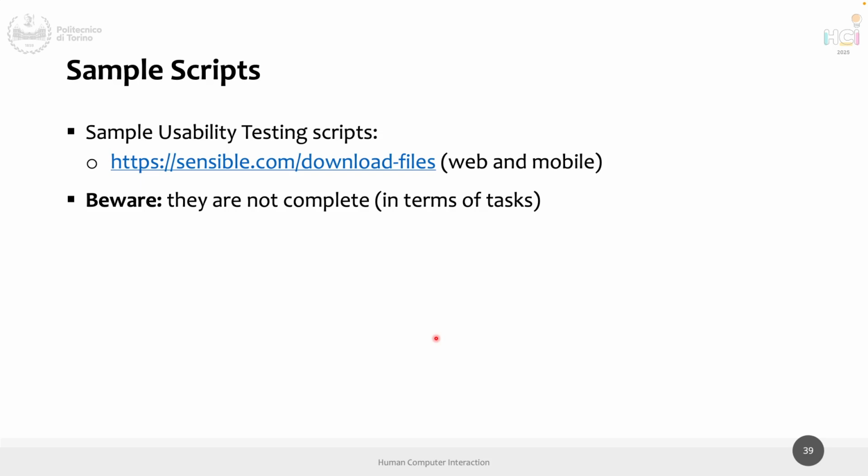And then we said that in usability testing you also have scripts, and here there is a simple usability testing script. You can download them and have a look at them. Just a notice, they are not complete in terms of tasks, but just give an idea of the script you can write, like the word-to-word script you can write. And we are going to do an exercise on this in the next 3 hours of the course.